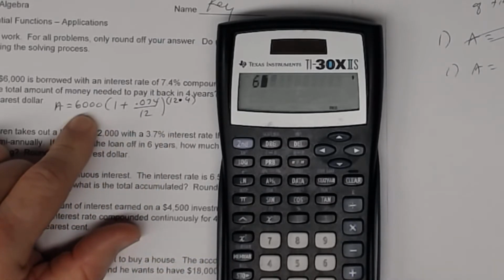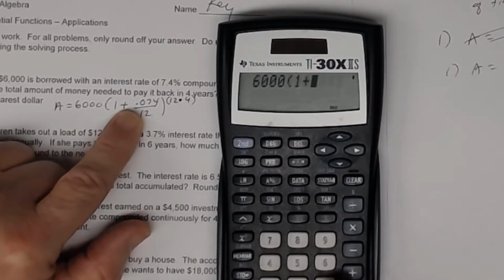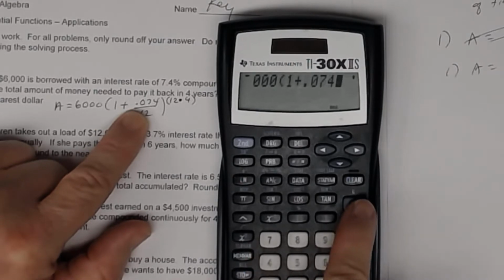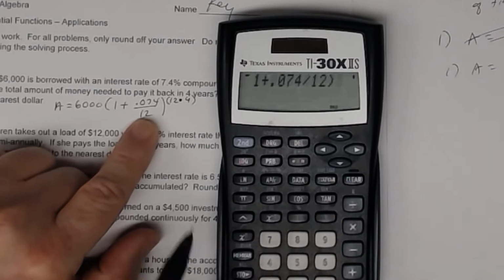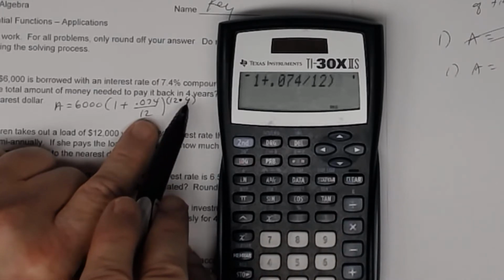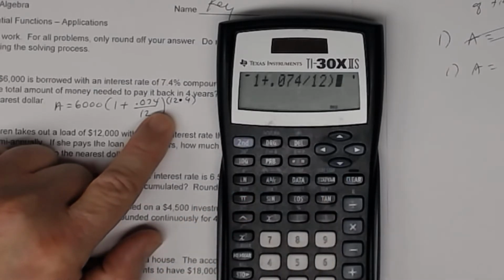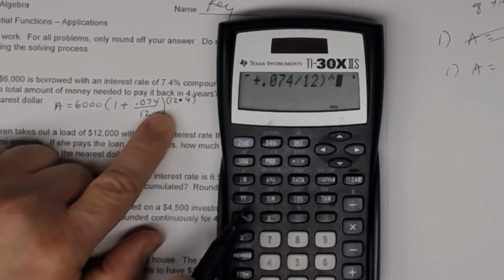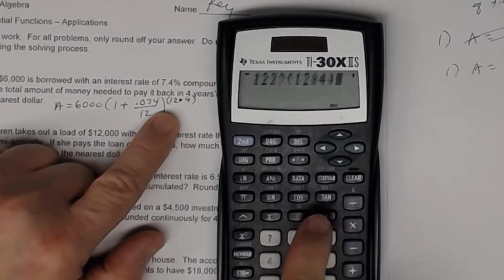So you're going to say 6,000 times, in parentheses, 1 plus 0.074 divided by 12, close the parentheses, because that's what you see here. But this is an exponent now, so you have to raise what you have now to, see I press this right here, the power, and in parentheses, 12 times 4, and then close the parentheses.